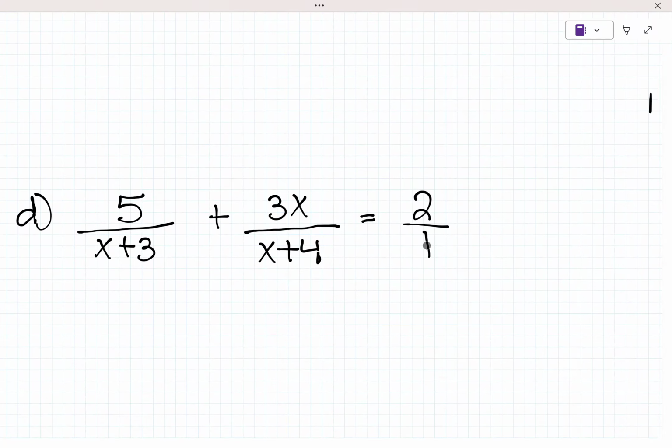Okay, so let's do the left side. What do you see that's the same top and bottom, the x plus 3? So you're left with 5 times (x plus 4), plus, now do the further right. What do you see that's the same top and bottom? X plus 4. So you're left with 3x and x plus 3.